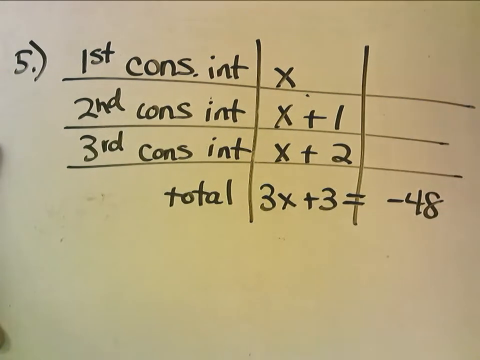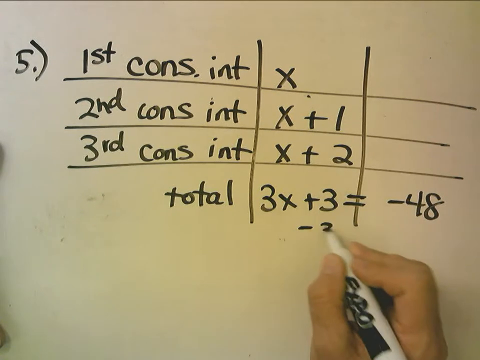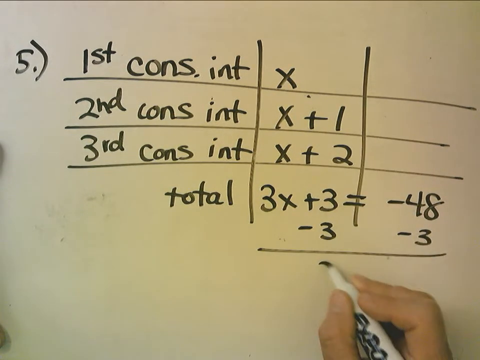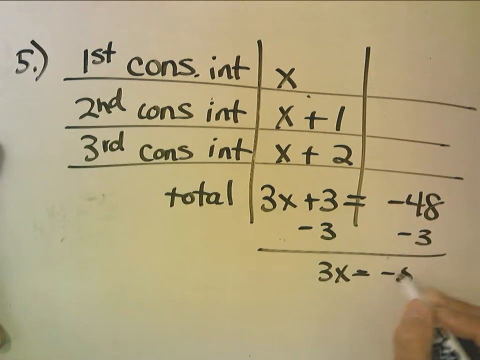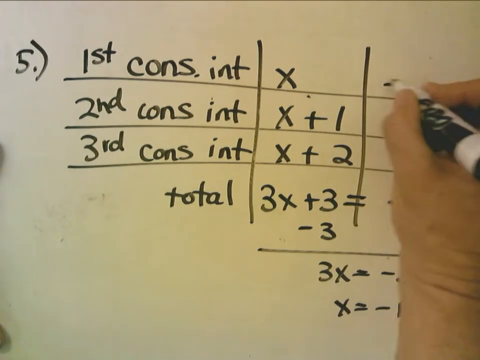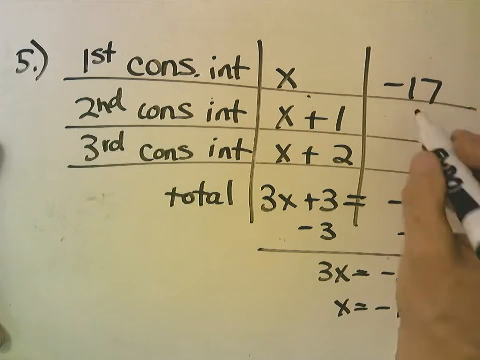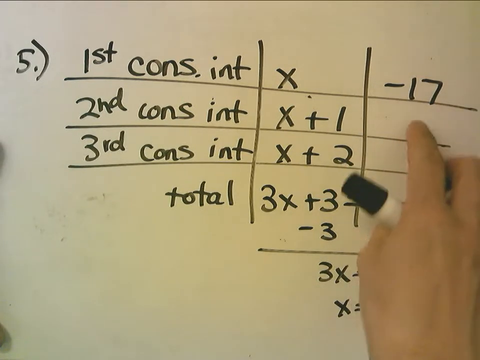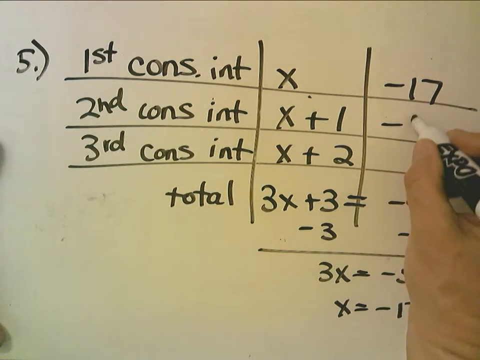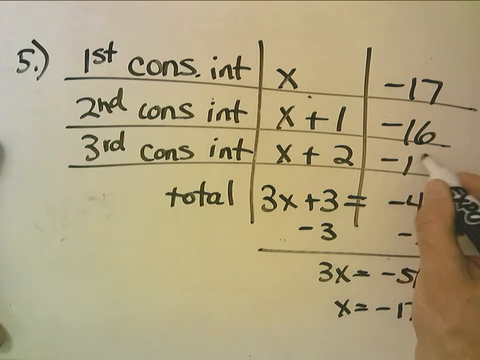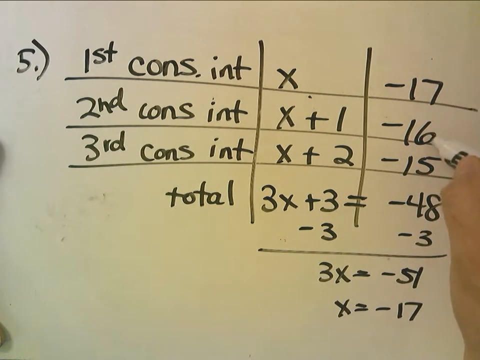So I have my equation. Now I solve my equation. 3x equals negative 51. X equals negative 17. Remember, with the negatives, it's counterintuitive. It's not negative 17, negative 18, negative 19. It's negative 17, negative 16, negative 15. 7 plus 3 is 10, carry the 1 is 18. Negative 48, it works.